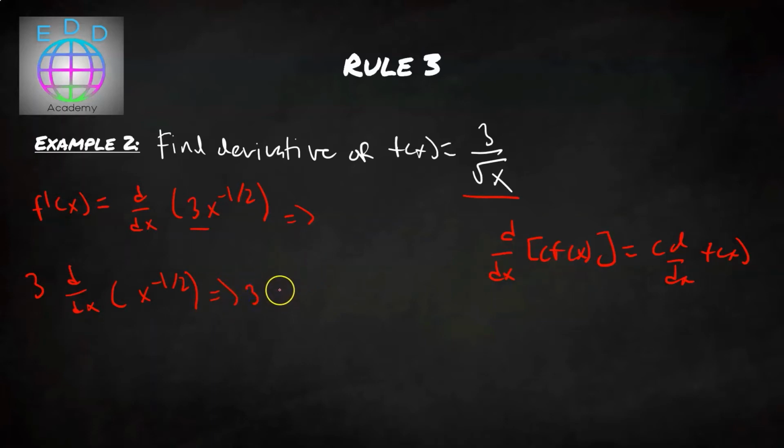So the derivative of this function is, we take n using the power rule. The negative 1/2 is now the coefficient of our x, so we have 3 times negative 1/2 x, and the exponent is the original exponent minus 1. So negative 1/2 minus 1 is negative 3/2. Simplifying this, we find that our derivative is negative 3 over 2x to the 3/2 power.